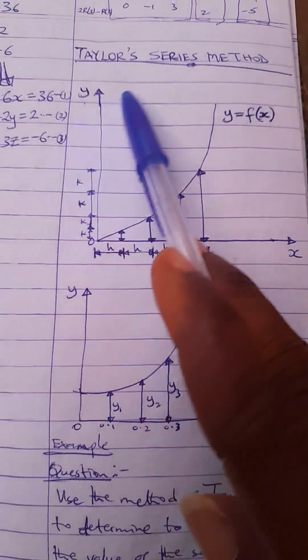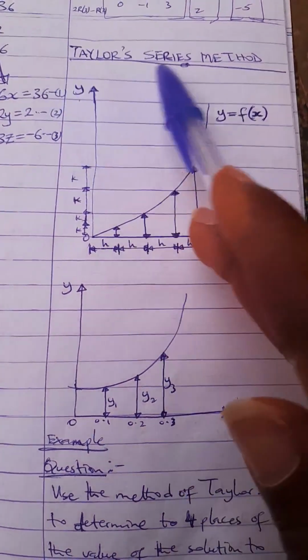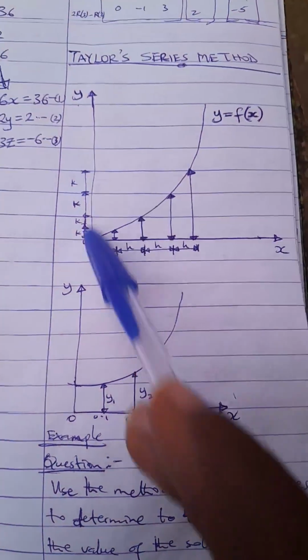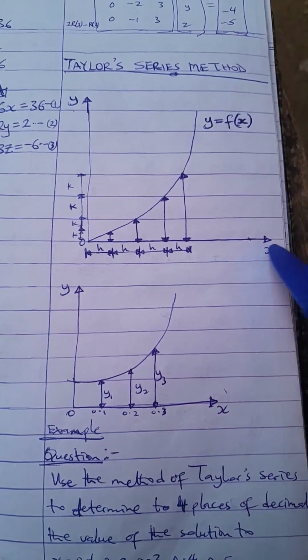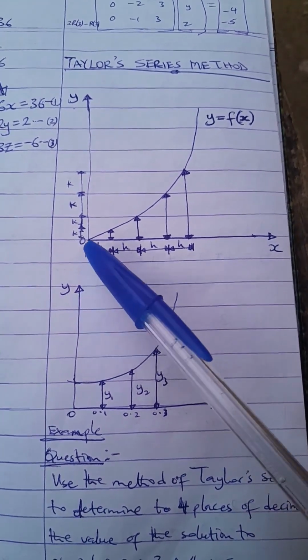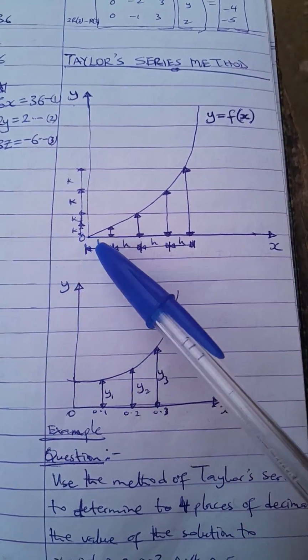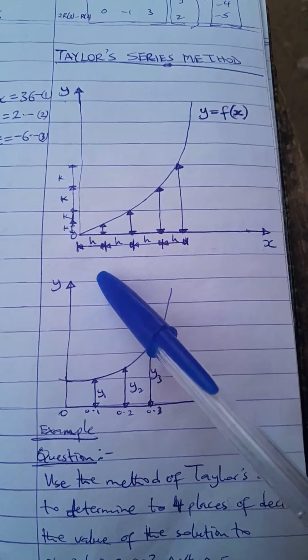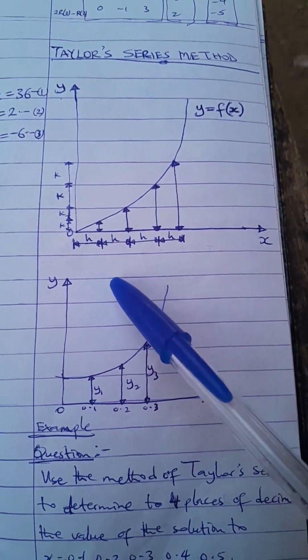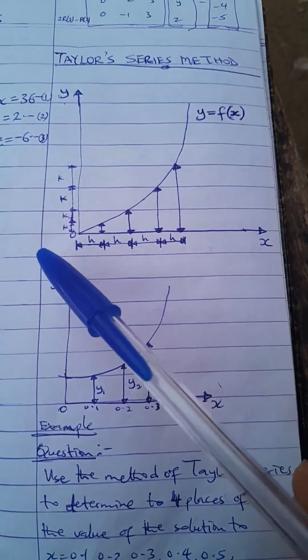Let's use the Taylor series method. For the Taylor series method, this is the graph. You see now, as in the finite difference, we said the increment delta x is equal to h, and delta y is equal to k.